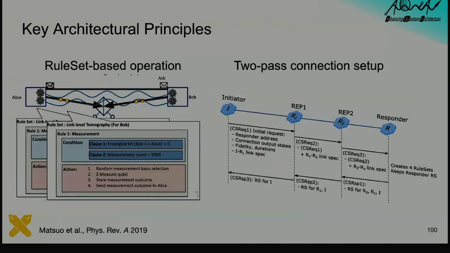The 2 key innovations that we think help make all of this work are the rule set based operation and the 2-pass connection setup. The rule set based operation, have any of you all ever heard of a thing called SDN, software defined networking? Oh, 4 or 5 people, that's pretty good actually.